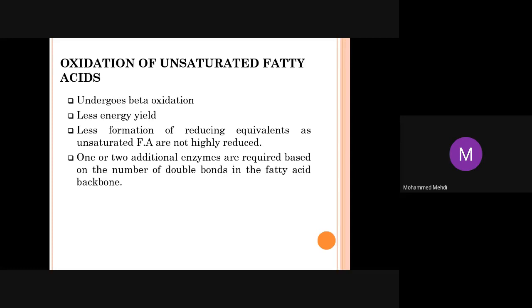We will start tomorrow by beta oxidation of unsaturated fatty acid, and odd carbon number fatty acid oxidation.